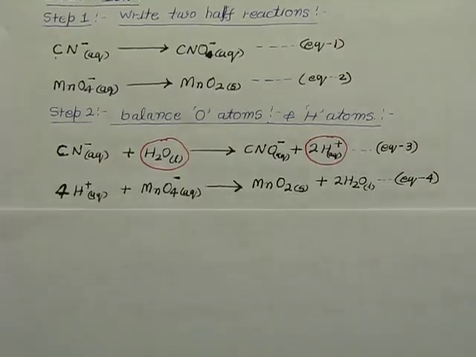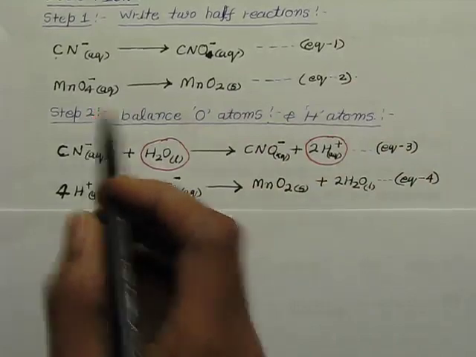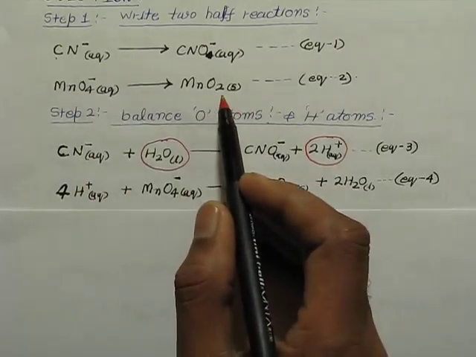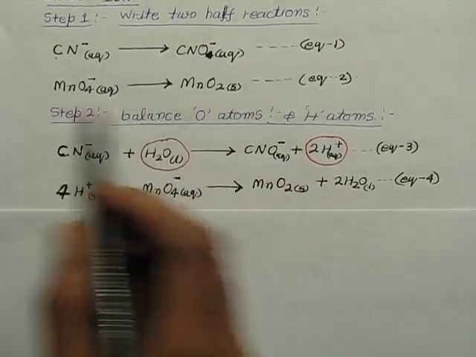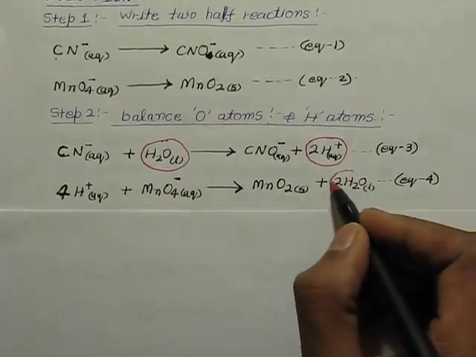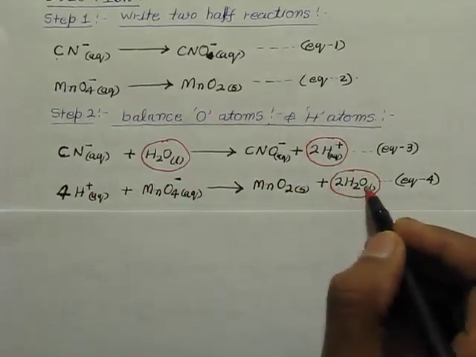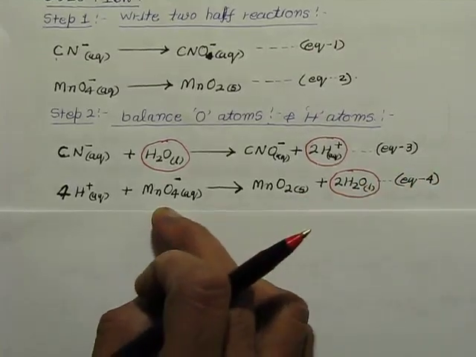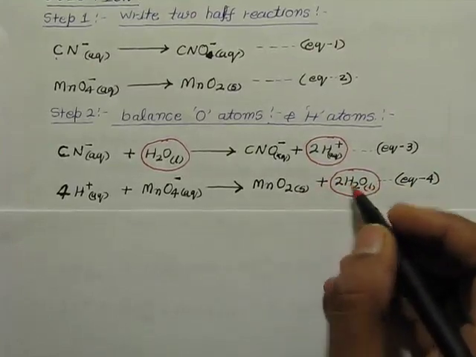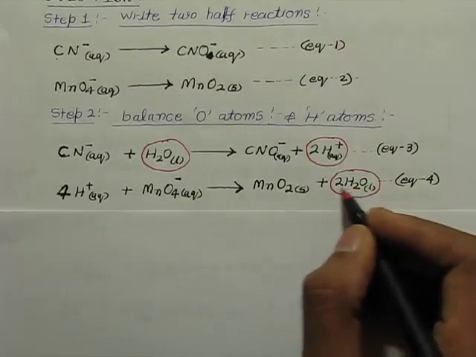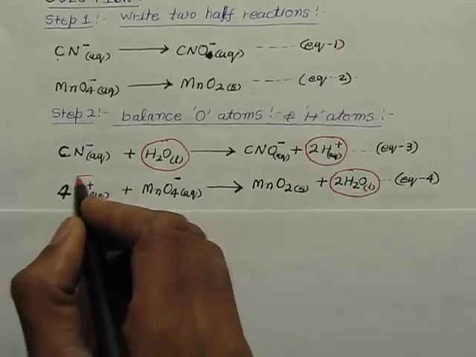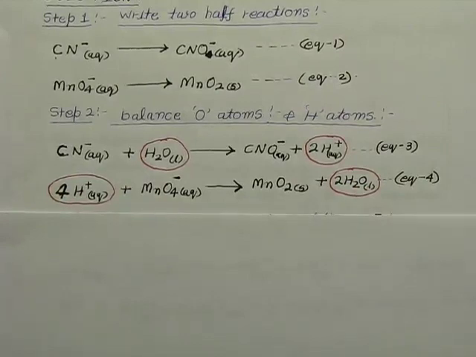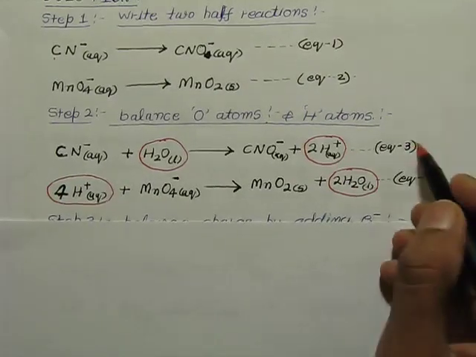On the other hand, in equation number 2, you can see there are 4 oxygen on the reactant side and 2 oxygen on the product side. So to balance the number of oxygen, we have to add 2 water molecules on the product side, then 4 oxygen will be on the product side and 4 oxygen on the reactant side. So oxygen is balanced, and now we have to balance hydrogen. There are 4 hydrogen atoms on this side, therefore we have to add 4 hydrogen ions on the reactant side. So now hydrogen and oxygen are balanced, and we have equation number 3 and 4.